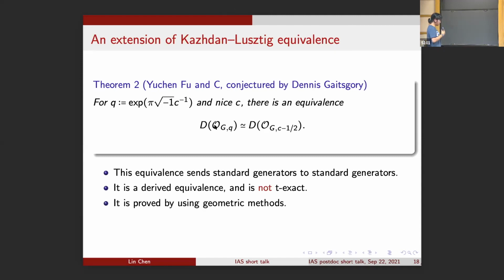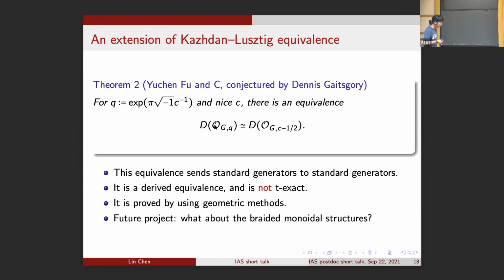So our proof used geometric methods, or algebraic geometry methods. We realize both sides as the category of factorization modules for some factorization algebras on the configuration space. Note that I didn't say it's a braided monoidal equivalence, because so far we don't know. The reason is the following.